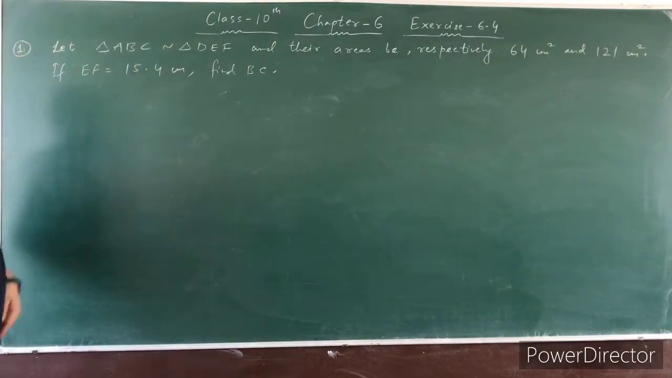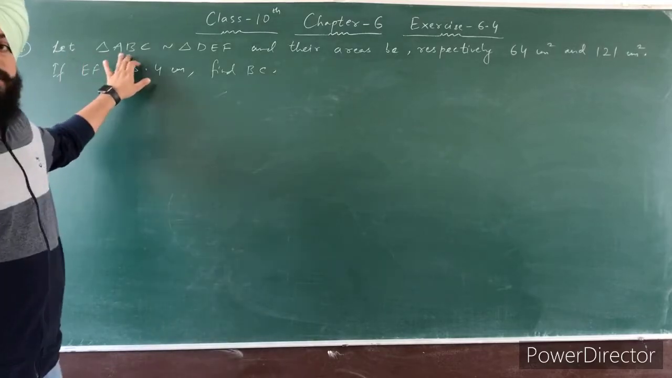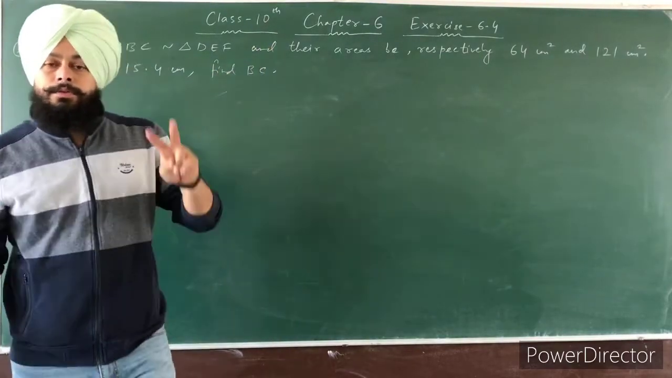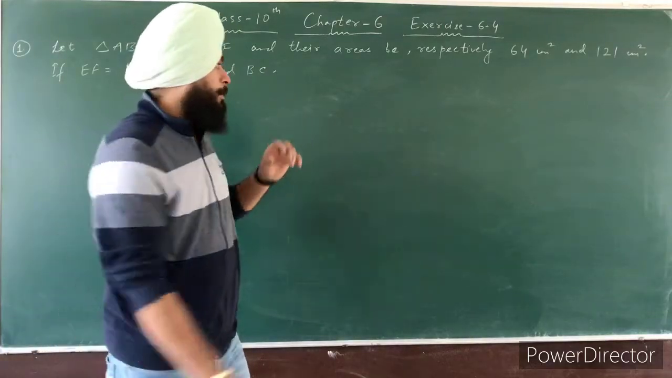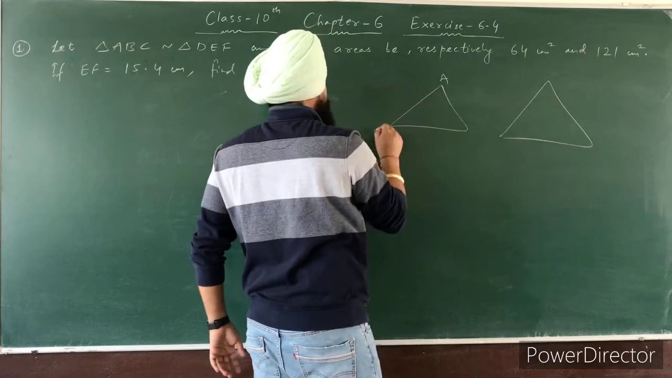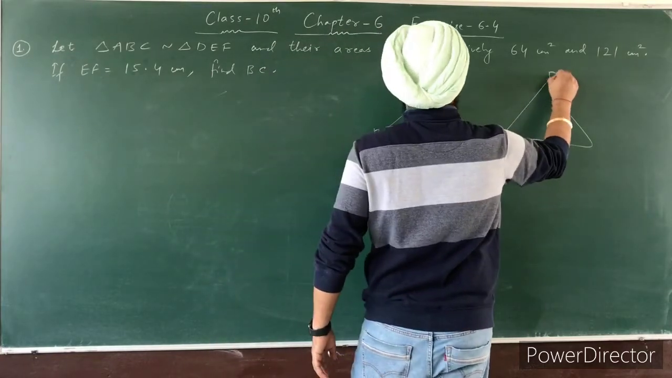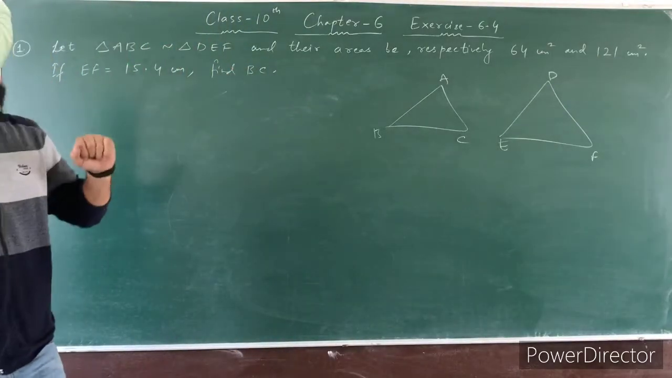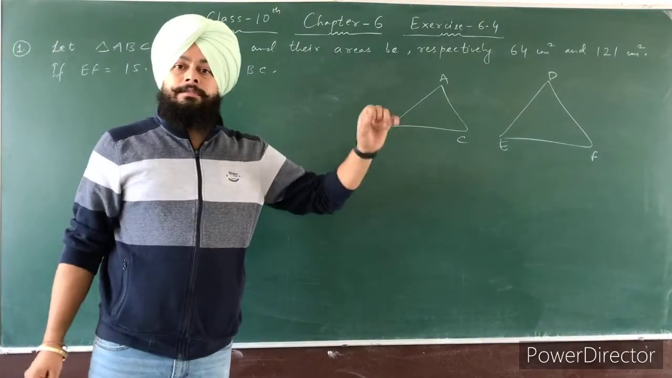The first question is, let triangle ABC be similar to triangle DEF. So there are two triangles. The name of the first triangle is ABC and the second one is D, E and F. Alright. So both of these two triangles are given similar.